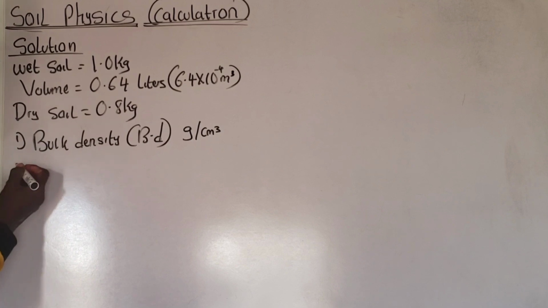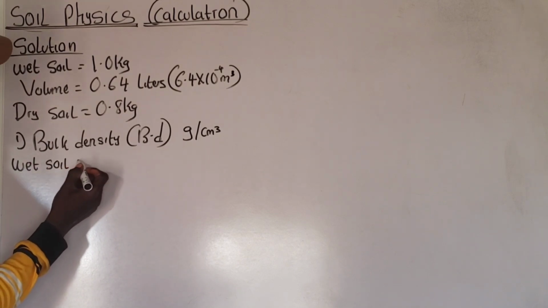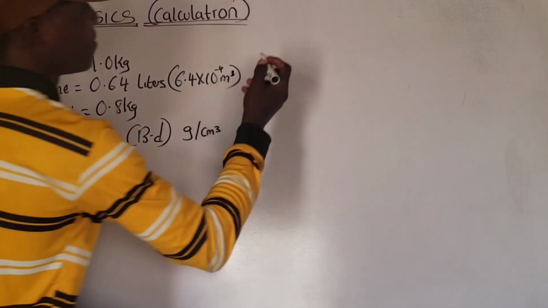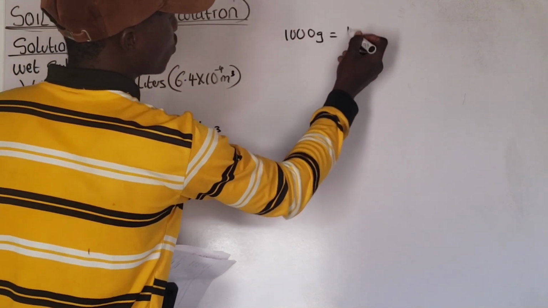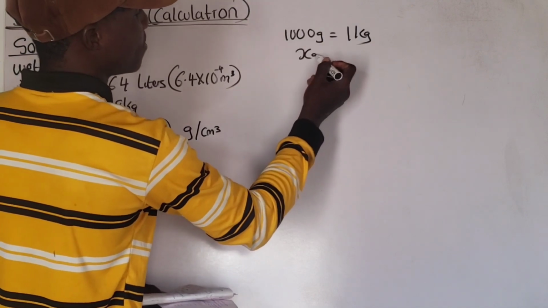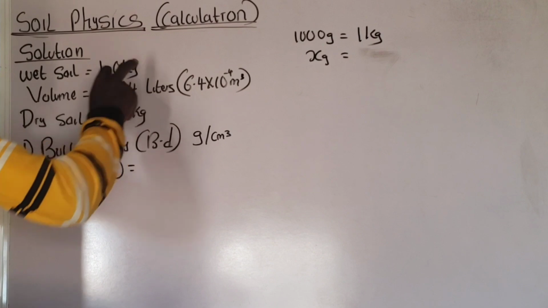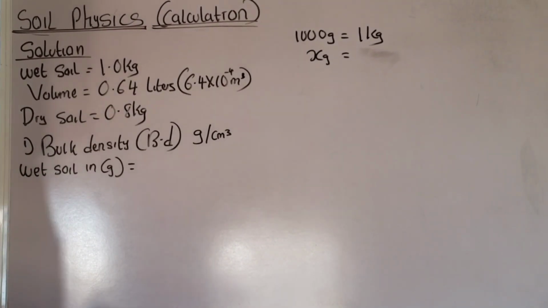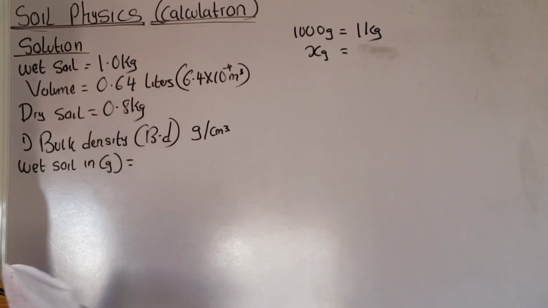So, the wet soil in gram will be equal to, now don't forget that from your basic unit measurement, 1000 gram equals 1 kilogram. You understand? So let's say x gram equals 1.0 kilogram. I'm doing this because I want to change this 1 kilogram to gram. If I'm doing this in the exam, all I have to do is just multiply this 1 kilogram by 1000 and I get it in gram.